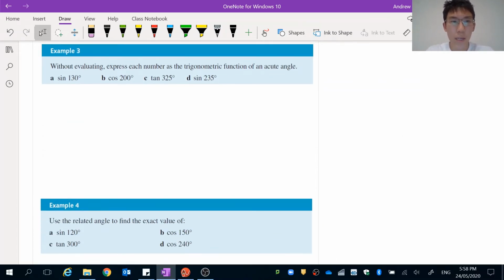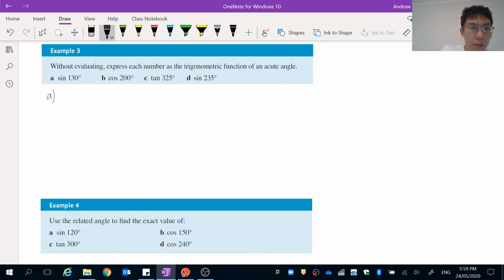Okay, without evaluating, express each number as the trigonometric function of an acute angle. Basically, we want to find the related angle of each trigonometric function, and then we want to say whether that's positive or negative by looking at what quadrant it's in. So it'll be a good idea to draw a diagram for these ones.